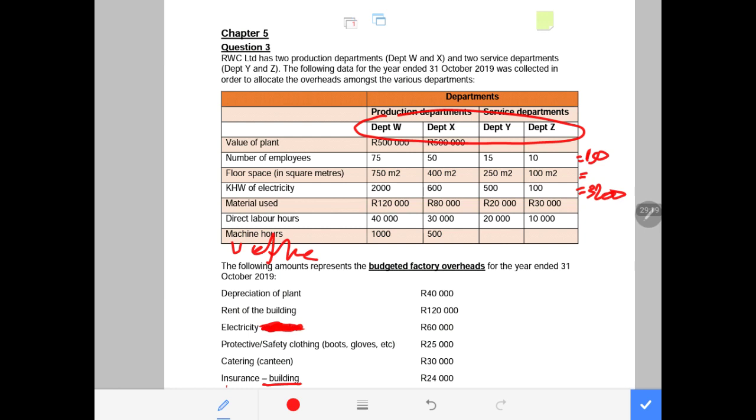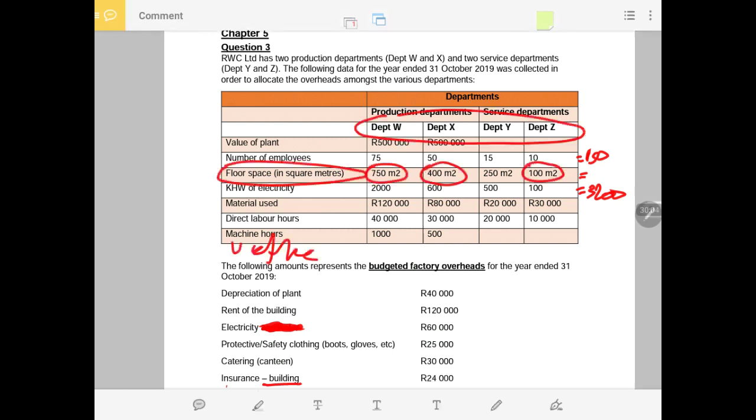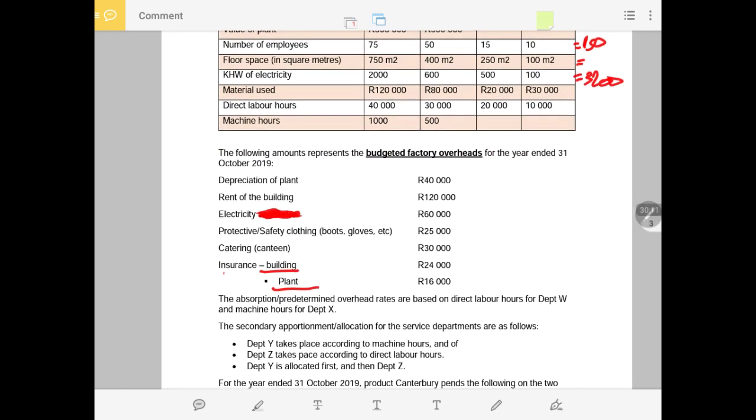So we can ask, how much is the value of this department in a building? No, we only have one building. So now we can only use the floor space, meaning out of this building, which department is occupying more space. Therefore, the department that is occupying more space must incur more cost of the insurance. The department that occupies the second highest space must incur the second highest cost of the insurance. And the one with the low space must be allocated a small amount of the cost of the insurance. So that's why we use the space to allocate the insurance on our building.